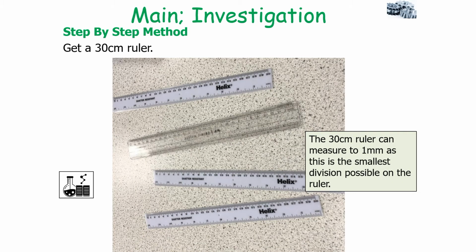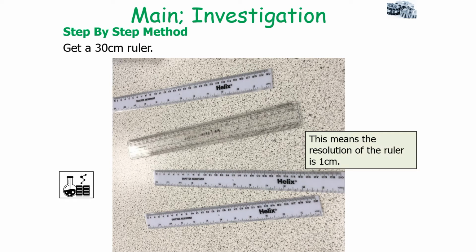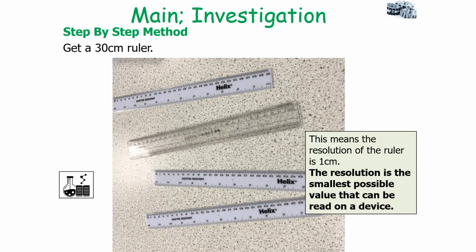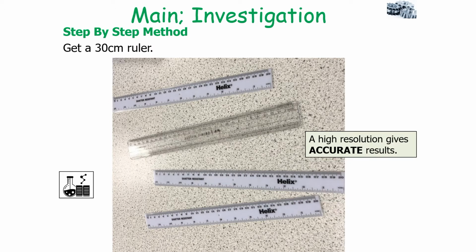You would then get a 30 centimeter ruler that can measure to 1 centimeter, so therefore it has a resolution of 1 centimeter. The resolution is the smallest possible value that can be read on a device. So a high resolution gives an accurate result.